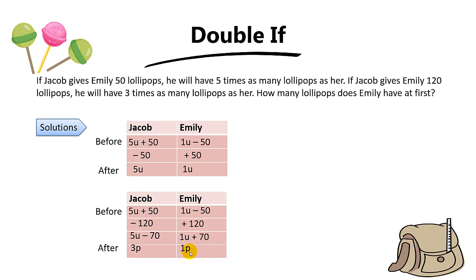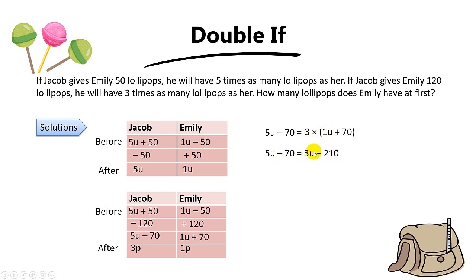Now these questions involve solving units and parts. As you can recall, to solve units and parts, you need to make the parts the same. So how do we make this the same as this? You need to times 3 over here. So 5u minus 70 will be equals to 3 times of 1u plus 70. Do you understand why? Because when you times 3 over here, you get 3 parts, and because this is also 3 parts, 5u minus 70 will be equals to 3 times of 1u plus 70. So 5u minus 70 will be 3 unit plus 210.